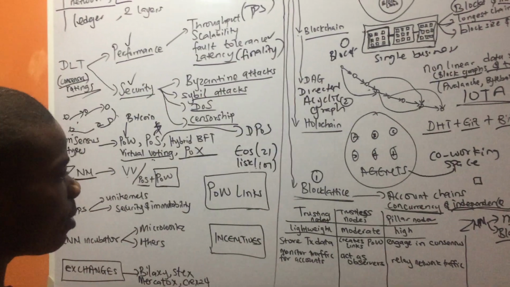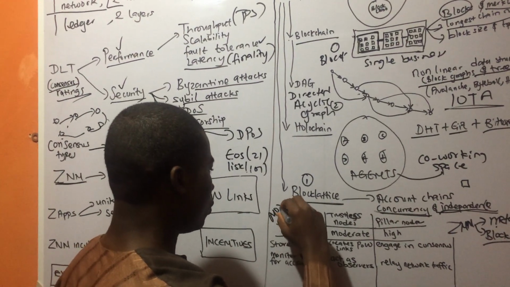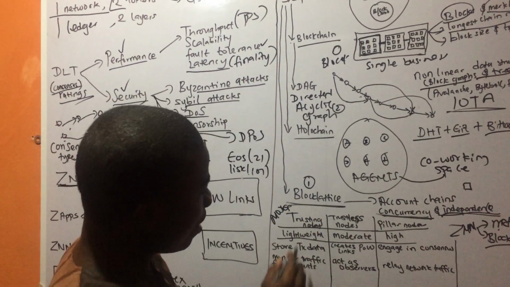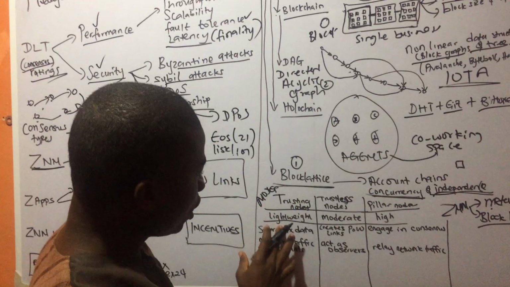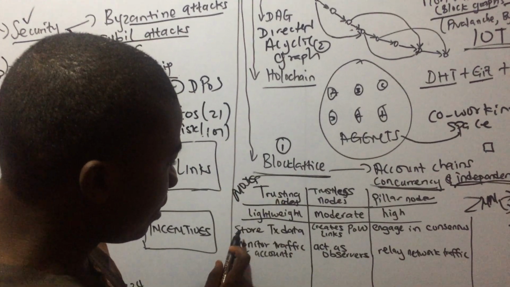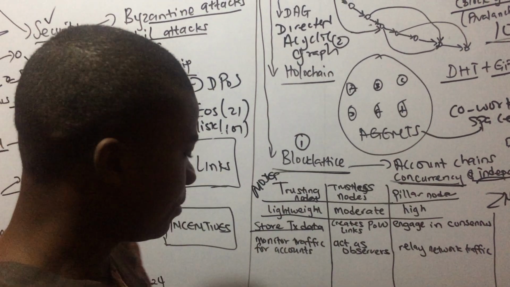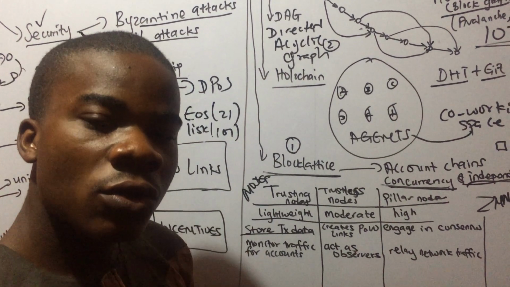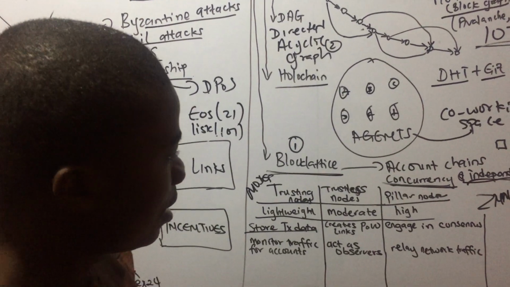So let's talk about some of the nodes in the network. We're talking about nodes in the Zenon network. We have the trusting nodes, the trustless nodes, and then the pillar nodes. The trusting nodes are lightweight, and they store transactional data or a proved version of them, and they also monitor traffic for specific accounts. We'll discuss that in a bit.